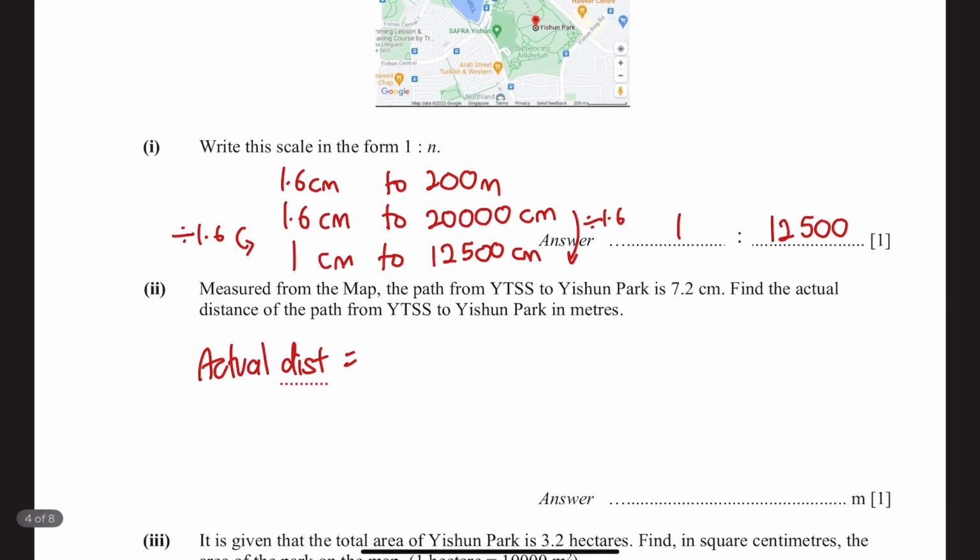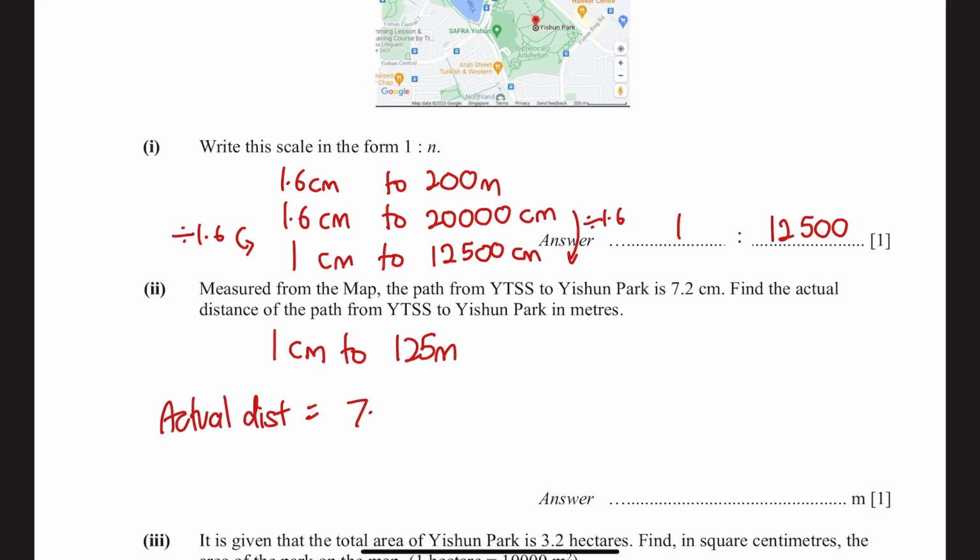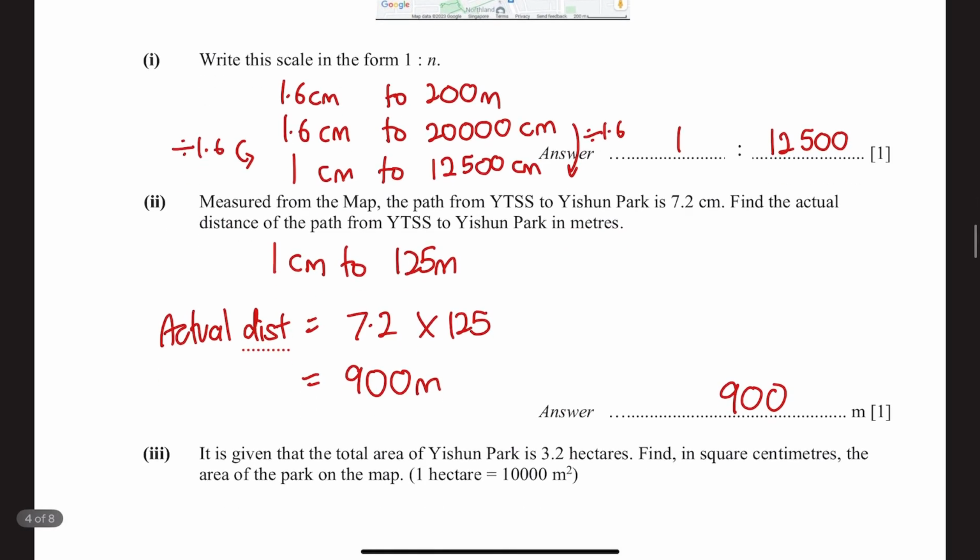Maybe let's write all the maps here so it's easier to visualize. Based on this map here, 1 cm is to, instead of 12,500 cm, I can turn this into 125 meters. So over here, actual distance, if it is 7.2 cm, this just means 7.2 cm times 125 meters. The answer will be simply 900 meters. And this is the question which requires you to give your answer in meters. Let's now look at part 3.